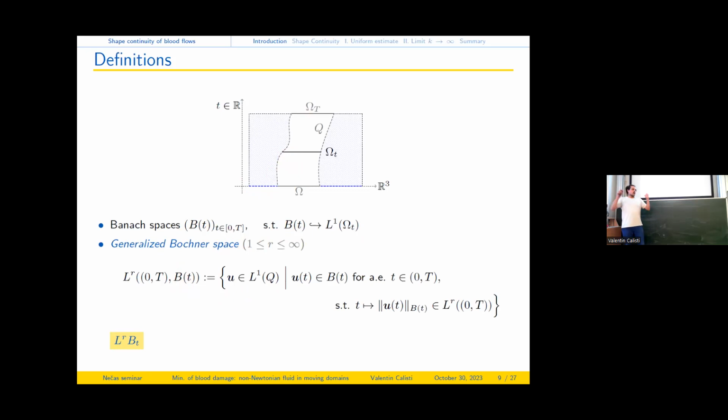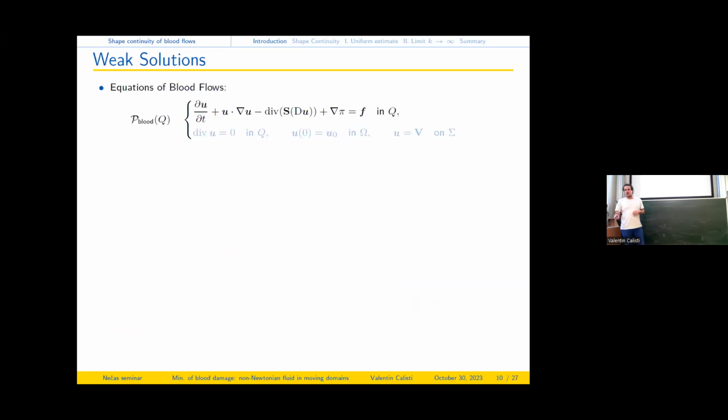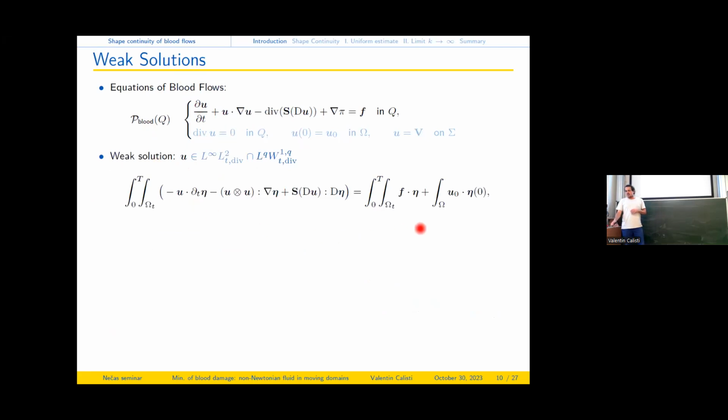So these are L1 functions in the entire, let's say, four-dimensional domain, which almost everywhere belong to our Banach space B, and for which the norm is in L^r. It will be denoted shortly like this in the following. So now I can briefly give you the definition of weak solution to this problem. I have written here the strong formulation. So what is done in a classical way? We multiply this equation by a test function which is solenoidal, and then we obtain this weak formulation.